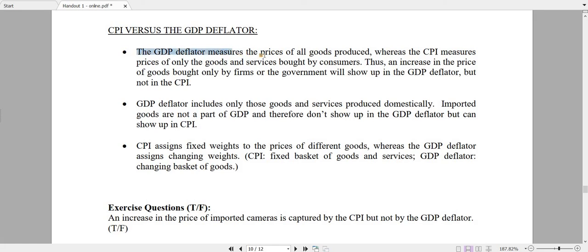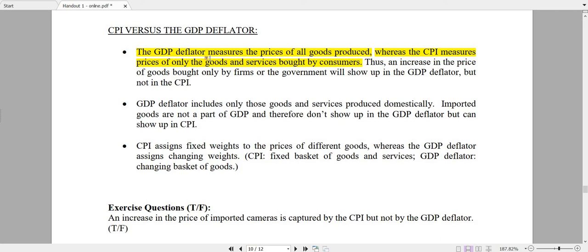GDP deflator measures prices of all goods produced. Remember, GDP deflator is the nominal GDP divided by the real GDP. So nominal GDP for the year is going to include all the goods and services which are being produced in that year. Whereas CPI index measures only the prices of goods and services which are bought by the consumers.